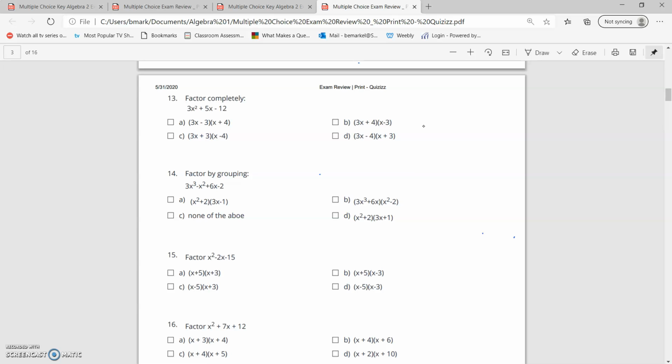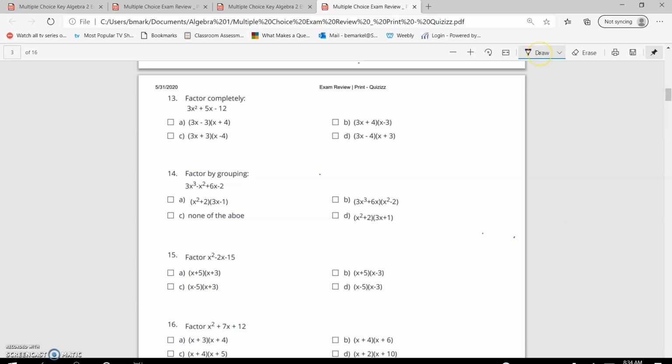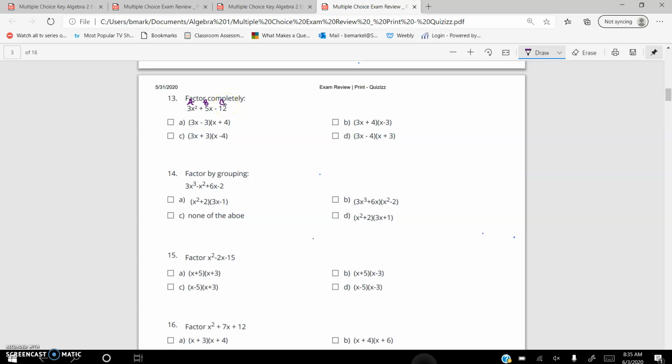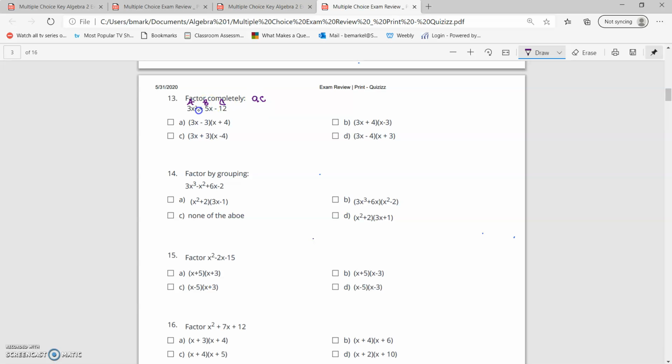And if I wanted to move on to number 13, let's use the AC method. So A is 3, B is 5, C is negative 12. I need A times C, so 3 times negative 12. Well, that's negative 36. And B, which is a positive 5. So I need to think of two things that are going to multiply to give me negative 36, but will add to 5.